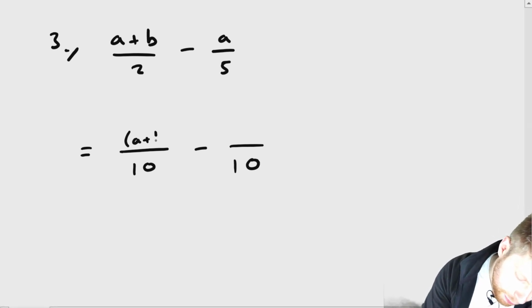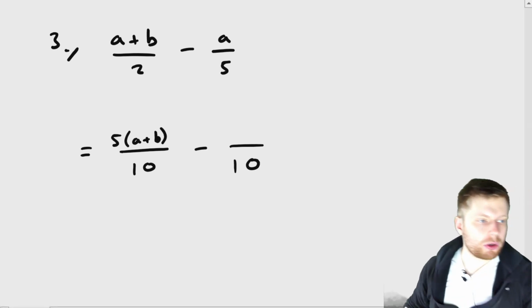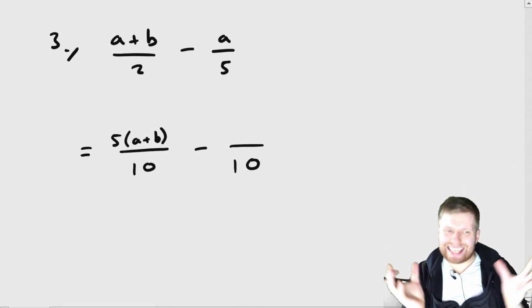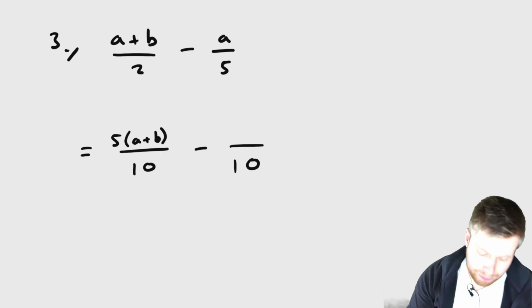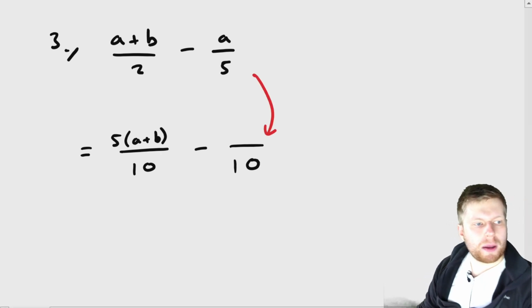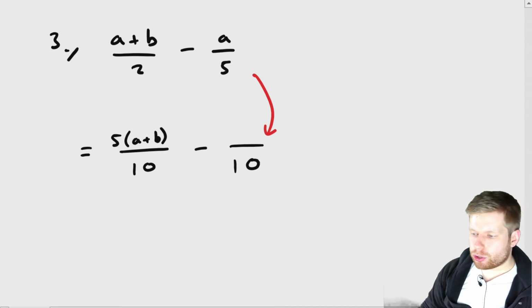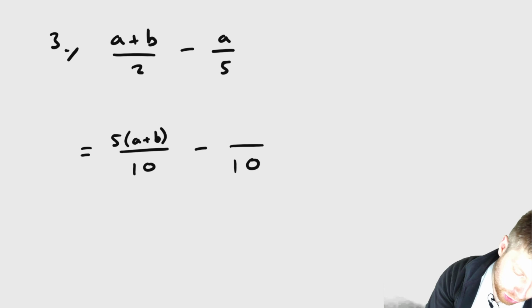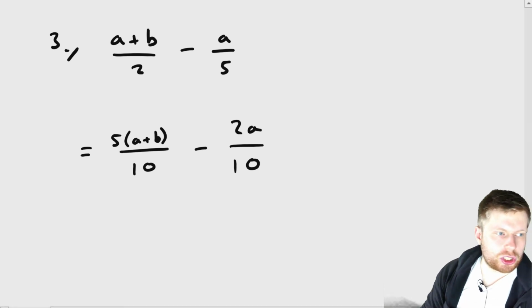So if I take a plus b, and I need to multiply by 5, notice I'm just going to write that as a bracket, okay? Because I'm basically saying multiply the entirety of a plus b times 5. Now if I have a look at the second fraction, what have I multiplied 5 by to get a 10 on the denominator? Well, I've multiplied 5 by 2. So I also need to multiply by 2 on the numerator. In other words, 2 times a, or just 2a.